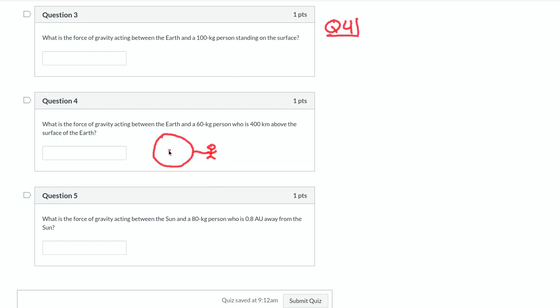So when I consider the distance, it's going to have to be the radius of the Earth, there's the radius of the Earth, plus 400 what? Not meters, 400 kilometers. So actually that's going to have to be adding 400,000 meters. So the trick here is going to be making sure I get the distance accurately. Okay, so again, our equation is going to be force equals G times M over distance squared.